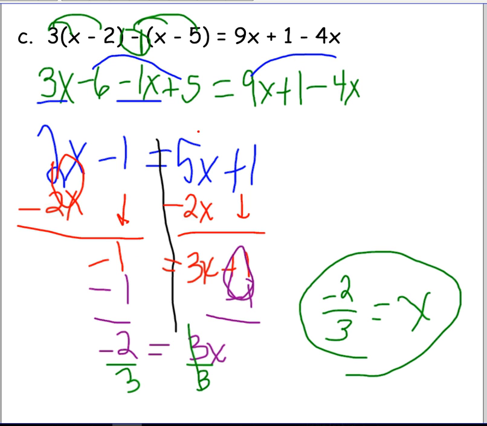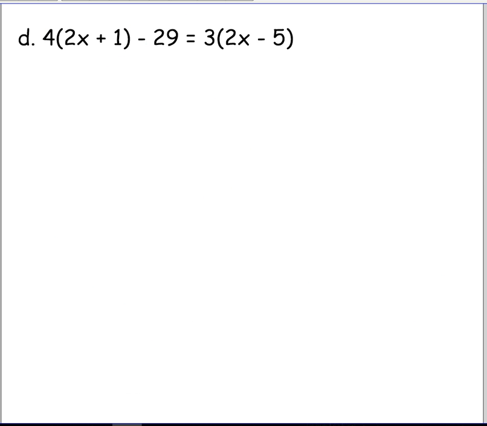Let's do one more similar problem before we look at something a little different. So here we have two sets of parentheses again that we need to get rid of, one on the left-hand side and one on the right-hand side. So we'll take care of those first. And so let's distribute our 4 into our parentheses. Gives us 8x plus 4.